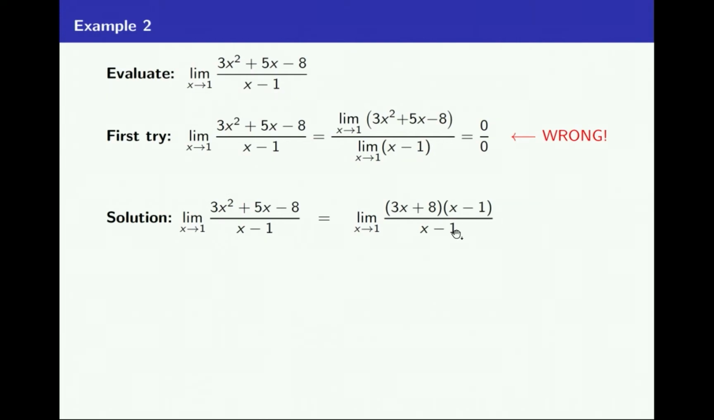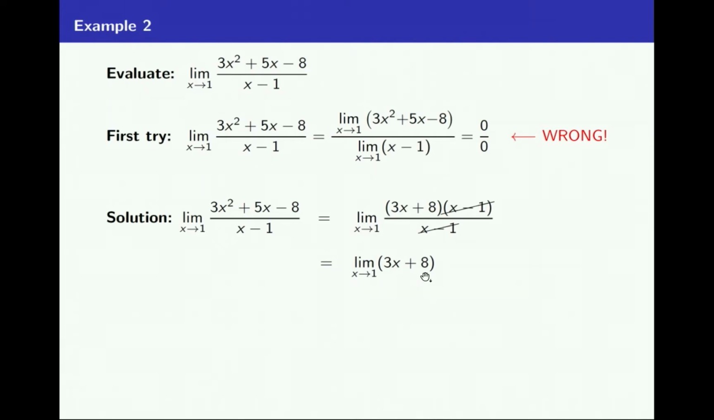And the x minus 1's now cancel. And this limit becomes the limit as x approaches 1 of 3x plus 8. Suddenly we have a limit that we can evaluate, whereas up here where we started, we couldn't evaluate this limit because we were getting 0 in the denominator. Now the denominator has gone away.